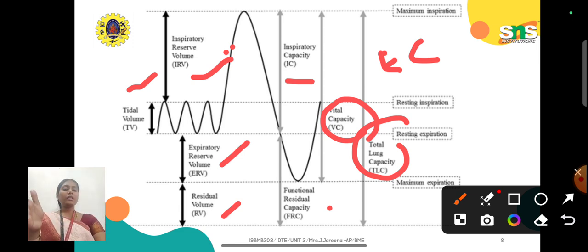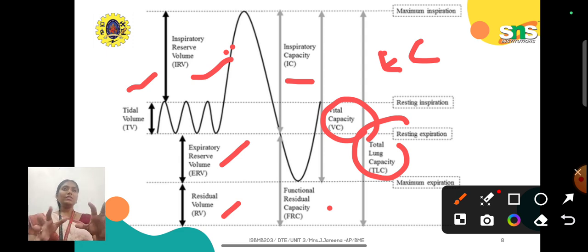So if you know this graph right from top to bottom, at your fingertips, you can derive any formula in order to measure any parameter. This is very important, because when we are talking about spirometers or ventilators, we have to fix or derive certain parameters, and everything is related to this graph, this lung volume and lung capacity. That is the reason I have given even more attention and importance to this particular topic.